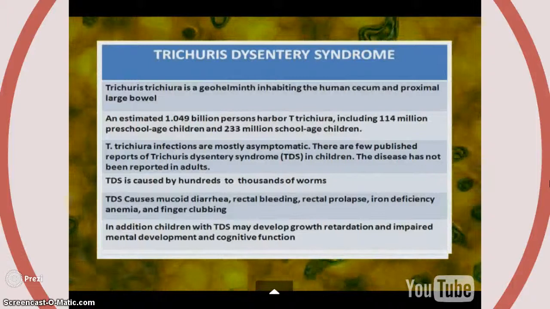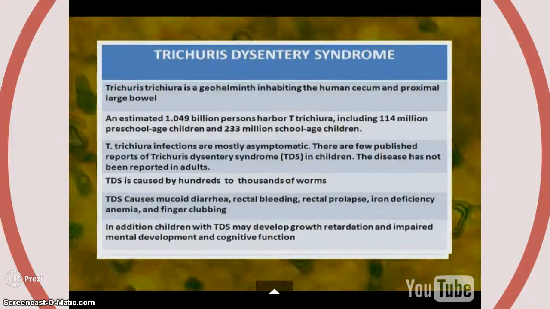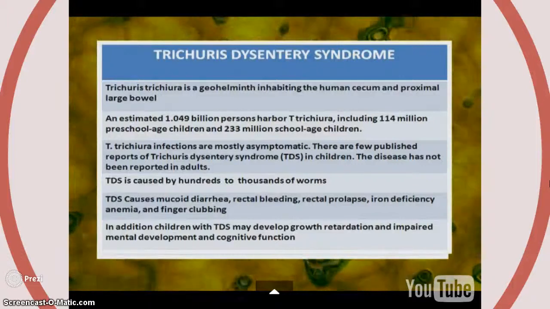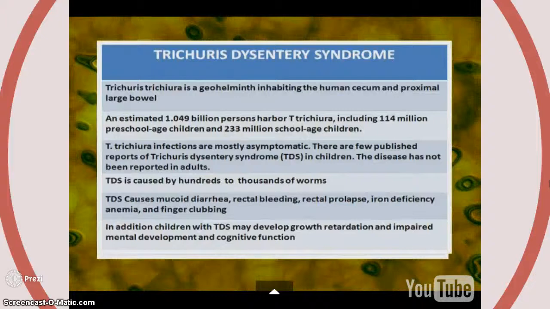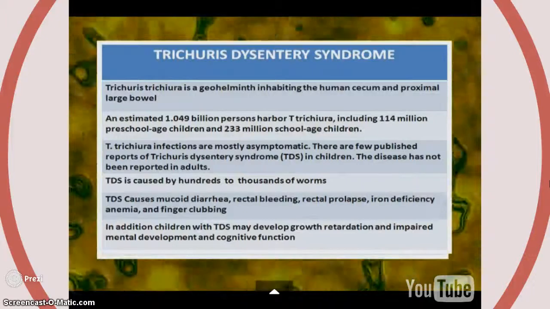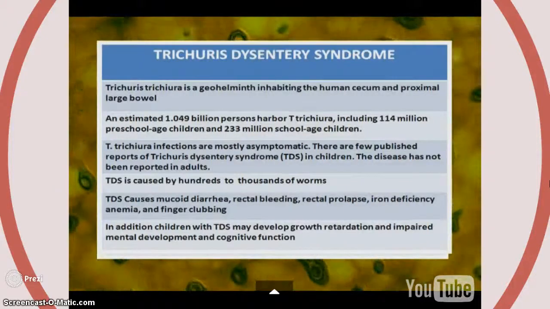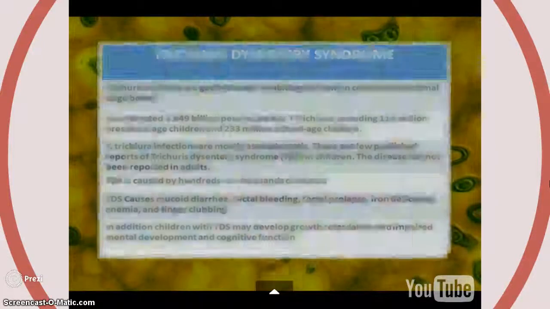Trichuris dysentery syndrome is caused when colonic mucosa is invaded by numerous worms. The disease causes mucoid diarrhea, rectal bleeding, rectal prolapse, iron deficiency anemia, and finger clubbing. In addition, children with Trichuris dysentery syndrome may develop growth retardation and impaired mental development and cognitive functions.